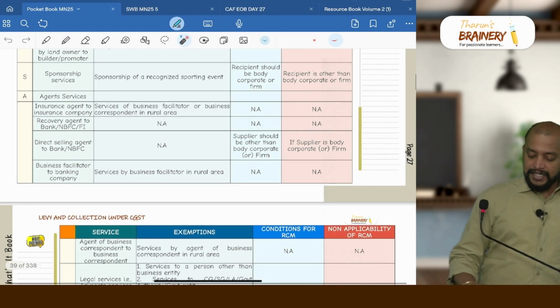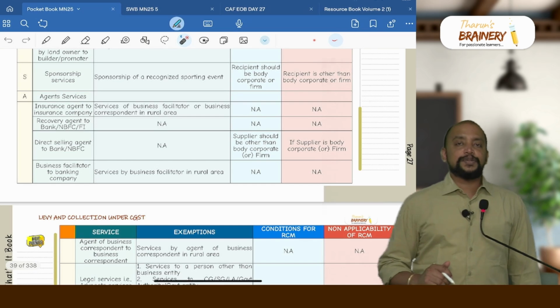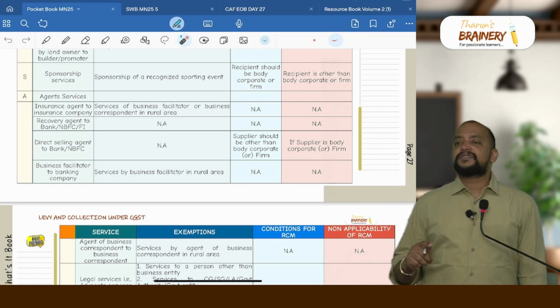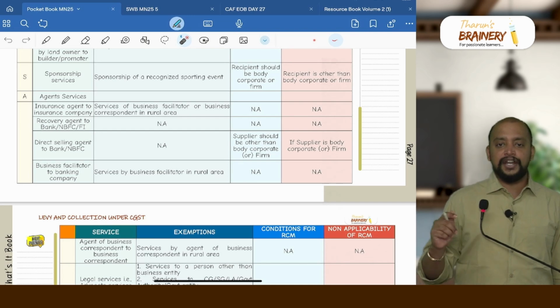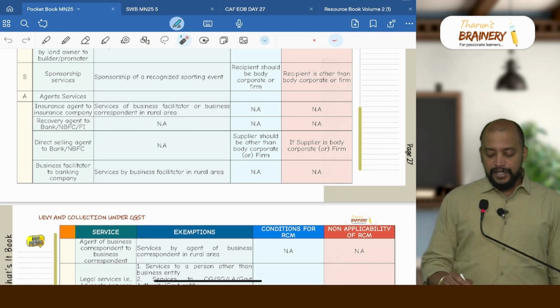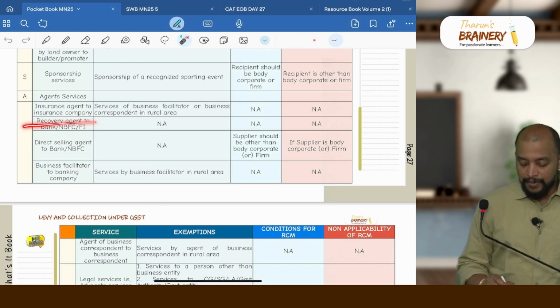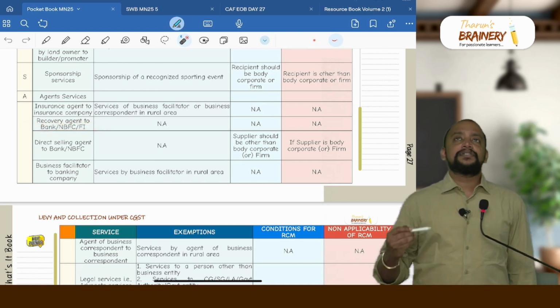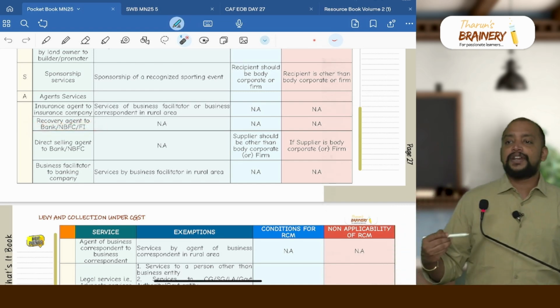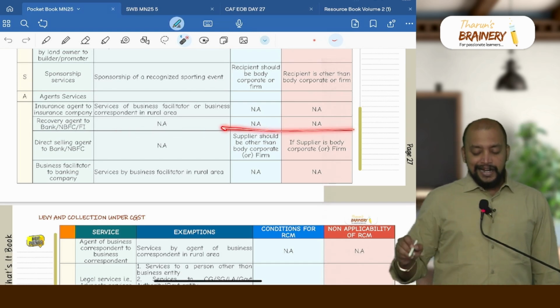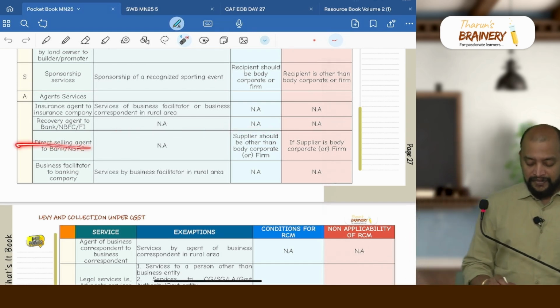Then agent services. In case of agent services, first point is insurance agent to insurance company. Suppose if the insurance agent is a business facilitator or business correspondent working in rural area, then it will be exempted, no condition for RCM and no exceptions to RCM. Then recovery agent. Remember, recovery agent should be providing service to a bank, financial institution or NBFC. We don't have any exemption with respect to that, and no condition for RCM, non-applicability of RCM.